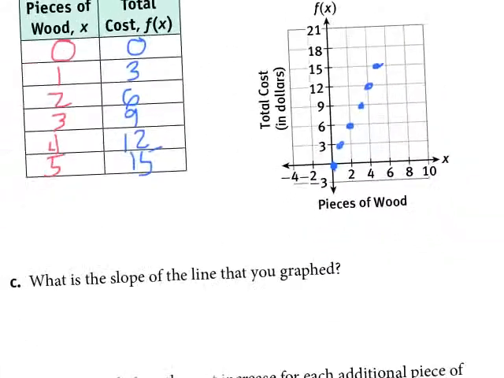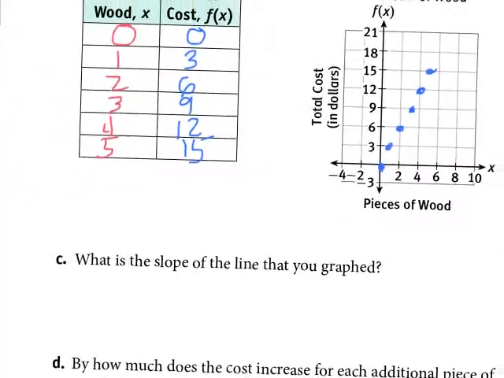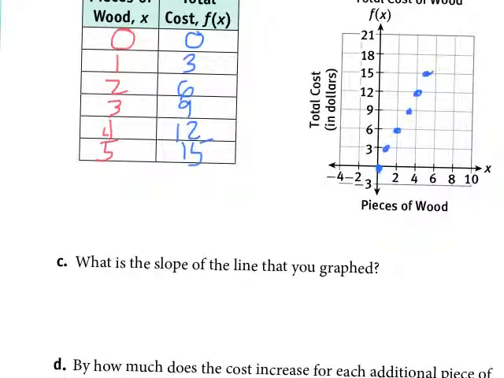So let's go to C. It says, what's the slope of the line that you graphed? I would pick 2 points and do it similar to how we did the try these problems on the other page. I would pick any of the 2 ordered pairs is fine. I'll just pick (1, 3) and (3, 9).